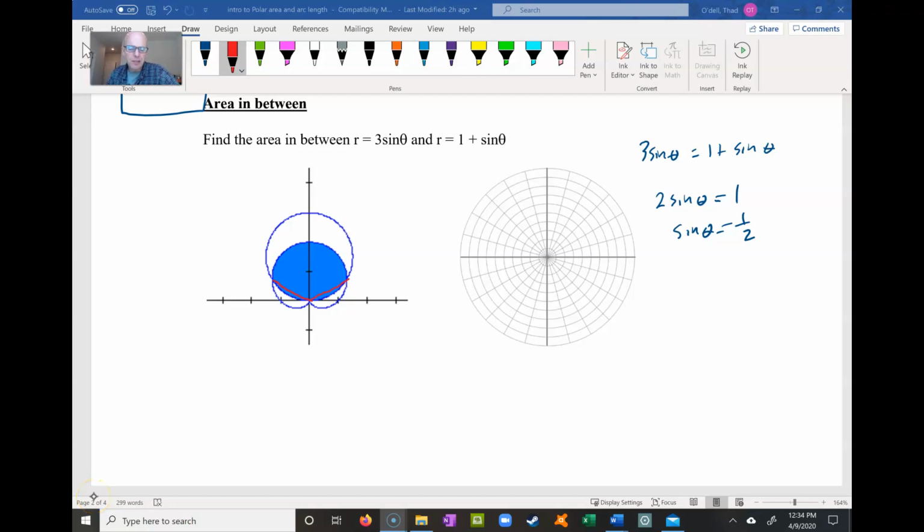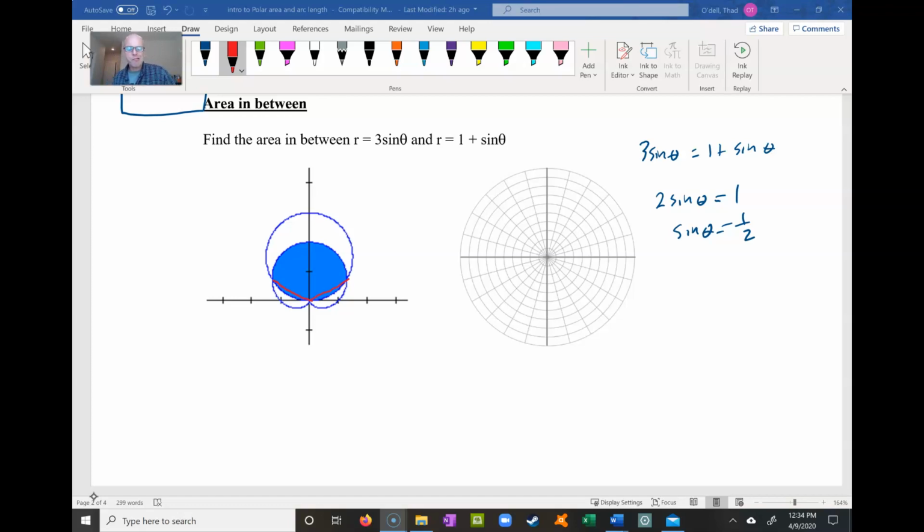So this is a continuation of the recording, introduction to graphing or calculus in the polar coordinate system. This one's slightly different than the first example. The first example just found the area enclosed by one graph. In this case, we're finding the area between two graphs, between r equals 3 sine theta and r equals 1 plus sine theta.